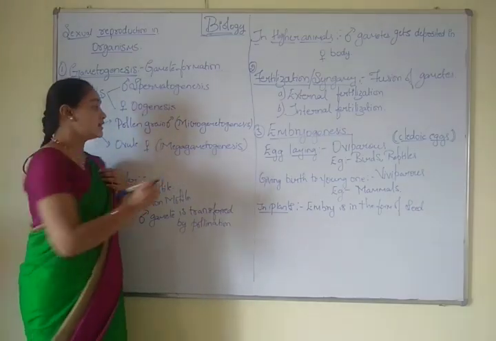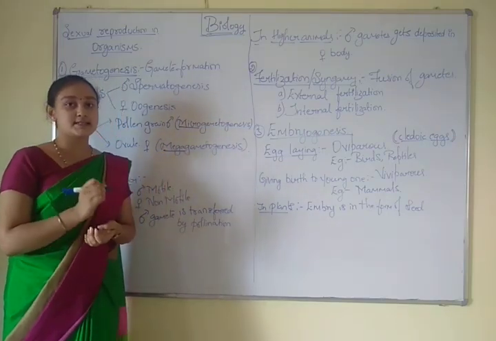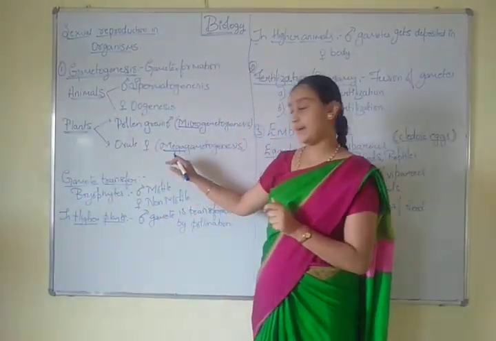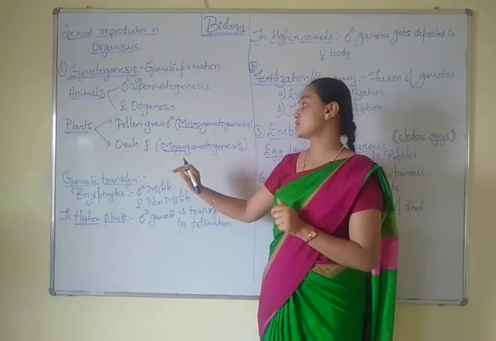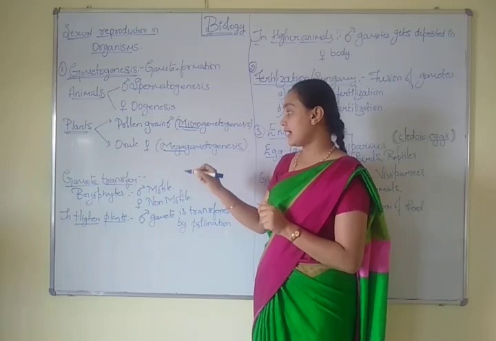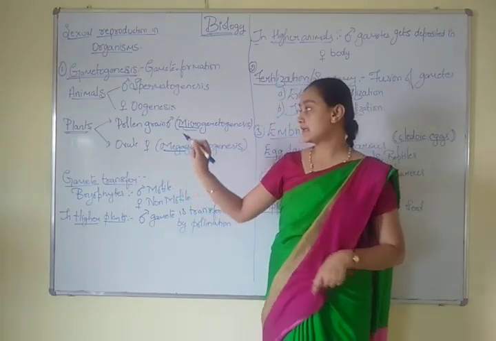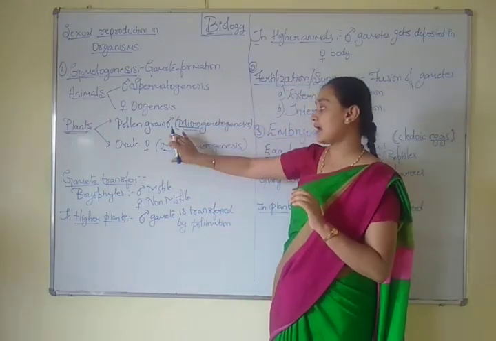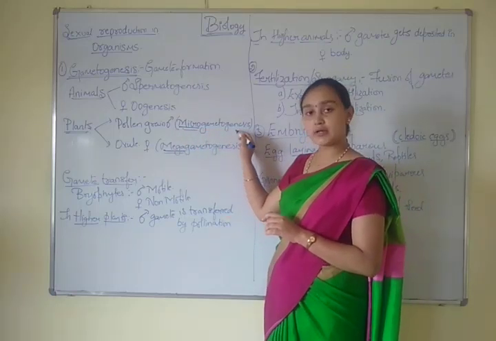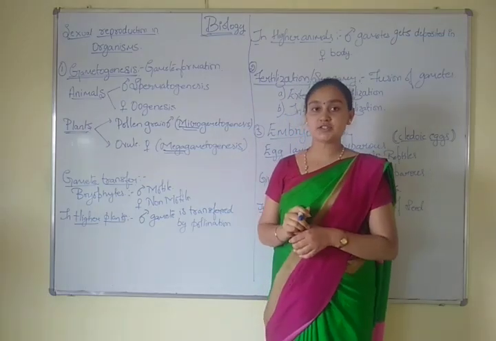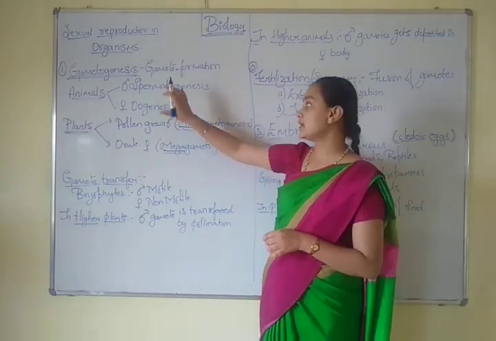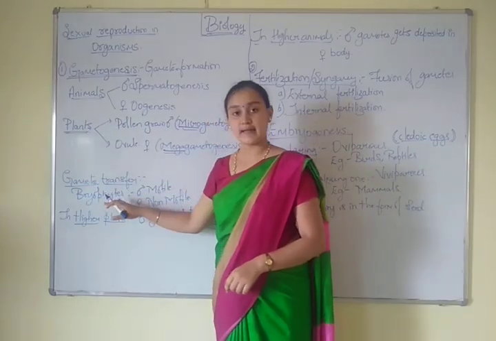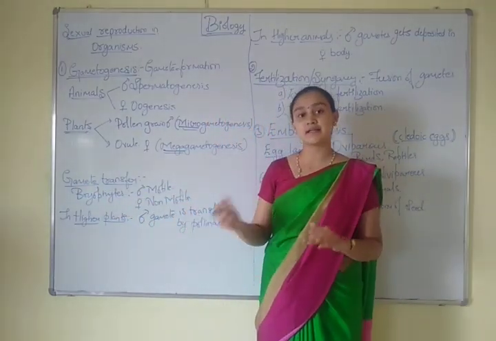Understood? Here, why we are using the terms micro and megagametogenesis is that the male gamete is very minute in structure when we compare it to the female gamete. Hence we use micro for the male gamete, whereas for the female gamete in the plant, the ovule, we use the term mega. Why? Because the male one is small and the female one is big. So the processes are called microgametogenesis and megagametogenesis. These are the terms used in gametogenesis.